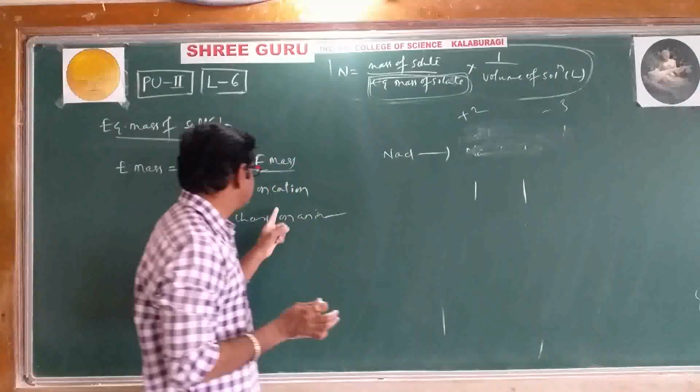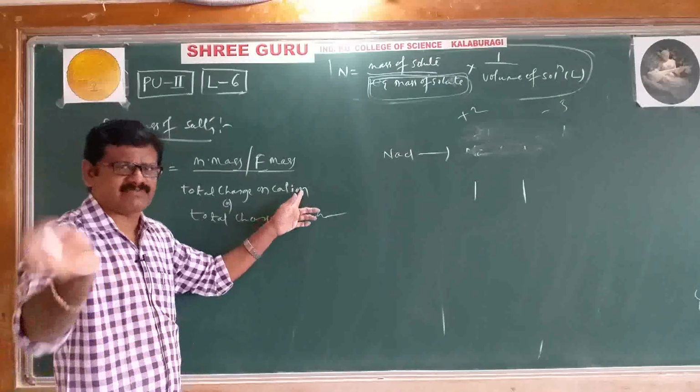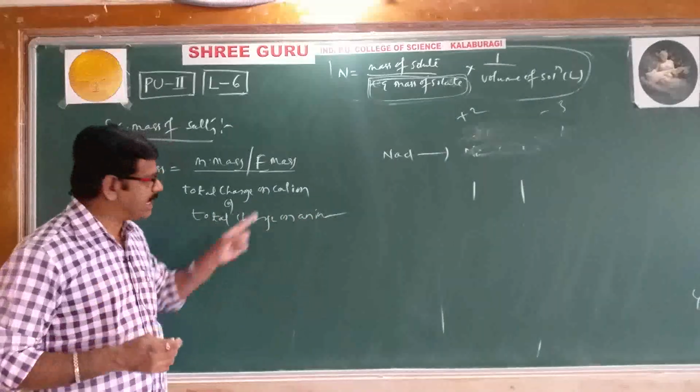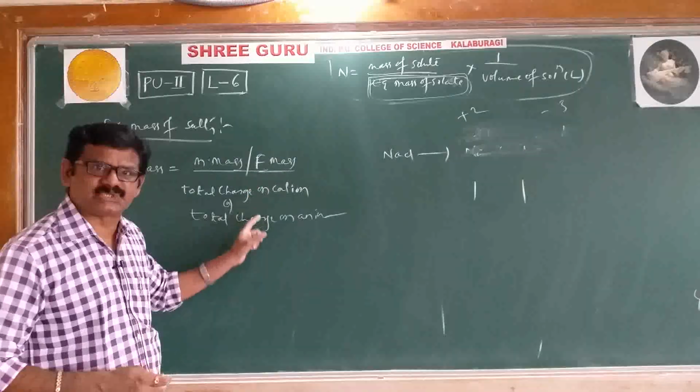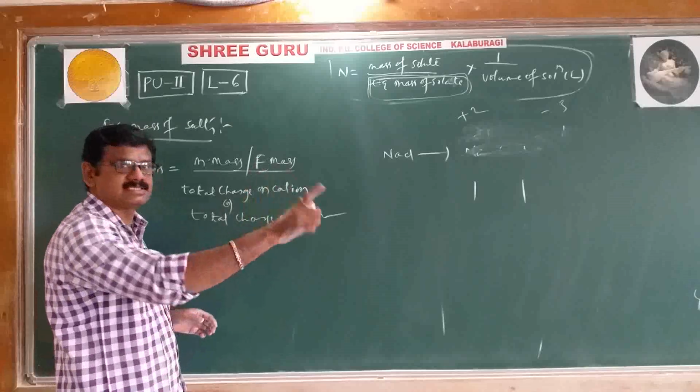That's why here any one term we can use, remember. Total charge on cation is enough, or total charge of anion is also enough. Any one term we can write. Why? Because always these two are the same, right?